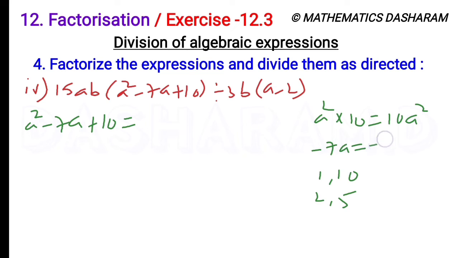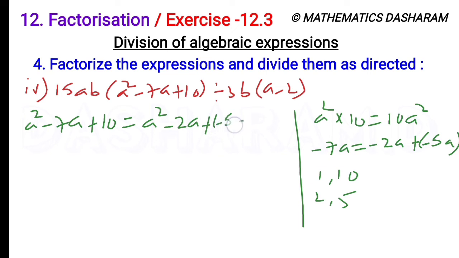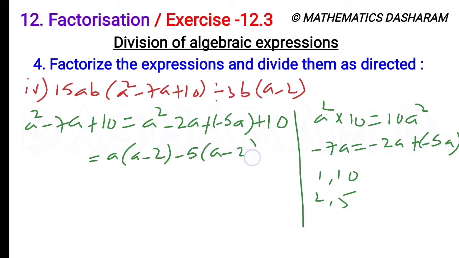So minus 7a can be written as minus 2a plus minus 5a, and their product equals 10a square. So a square, at the place of minus 7a, minus 2a plus minus 5a plus 10. From the first two take a common, so a minus 2. From the last two take minus 5 common, so this plus will become minus, and 10 in 5 table, 2 fives are 10. Now a minus 2 into bracket of a minus 5.